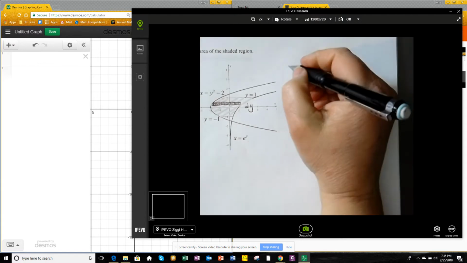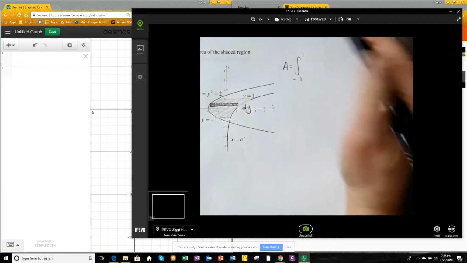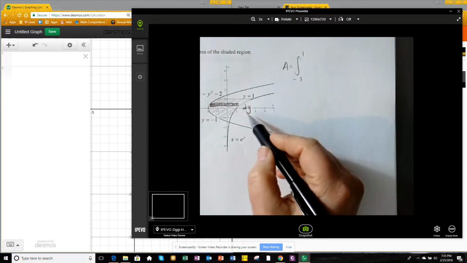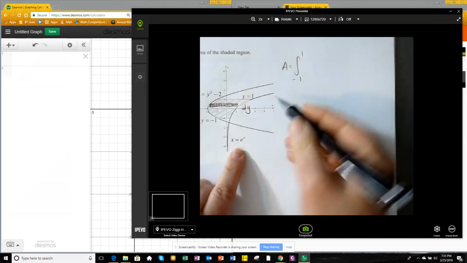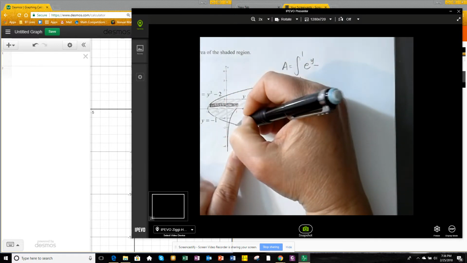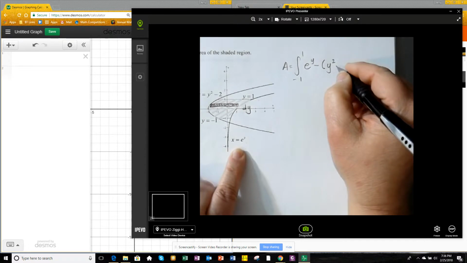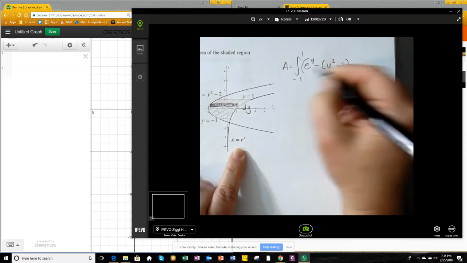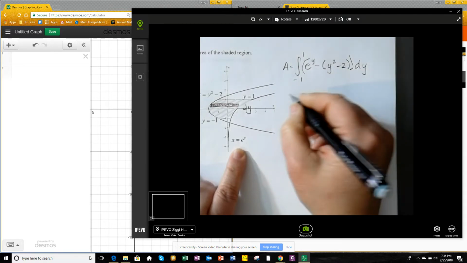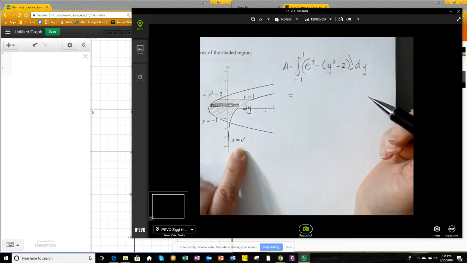So let's say what the area is here. The area is equal to the integral from -1 to 1. Well, the upper, or the one on the right, is this curve here, which is x equals e to the y. So this is going to be e to the y minus the curve on the left, which is, and I put this in parentheses so we can distribute that pesky negative, minus (y squared minus 2) dy, because we're integrating with respect to y. And this is what y is going from and to, -1 to 1.